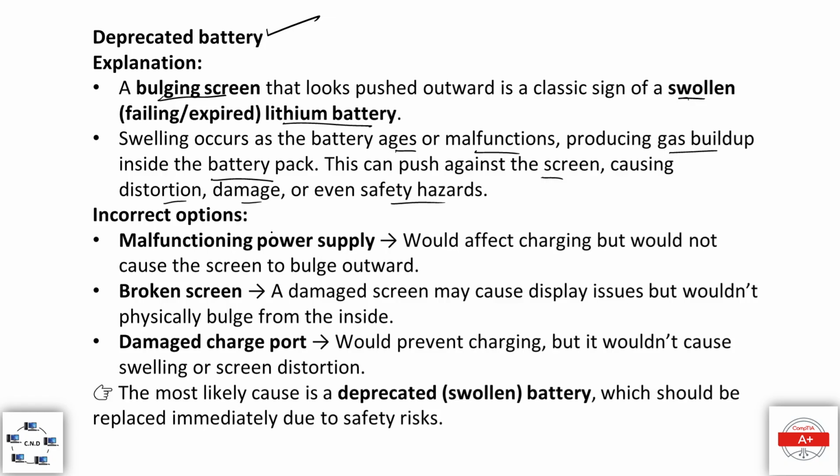Incorrect options. Malfunctioning power supply would affect charging but would not cause the screen to bulge outward. A broken screen is a damaged screen that may cause display issues but would not physically bulge from the inside. A damaged charge port would prevent charging but would not cause swelling or screen distortion. So the most likely cause is a deprecated or swollen battery, which should be replaced immediately due to safety risks.